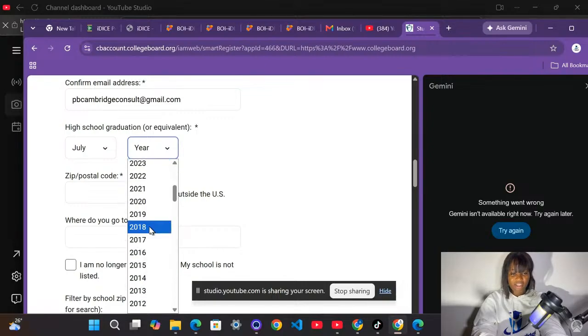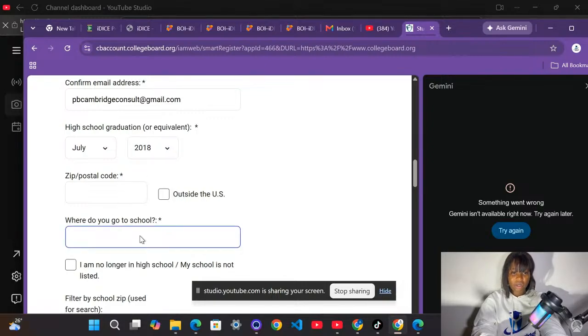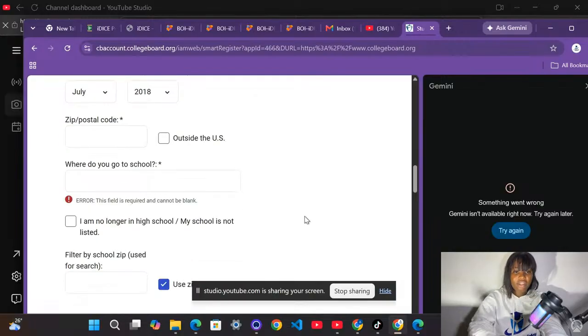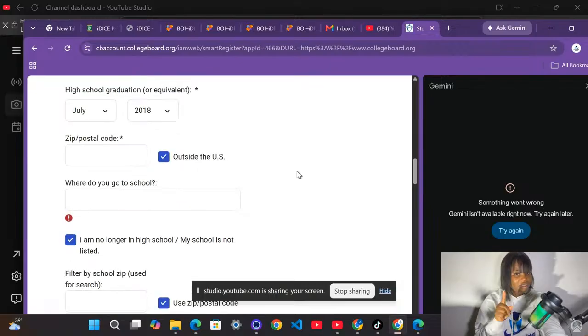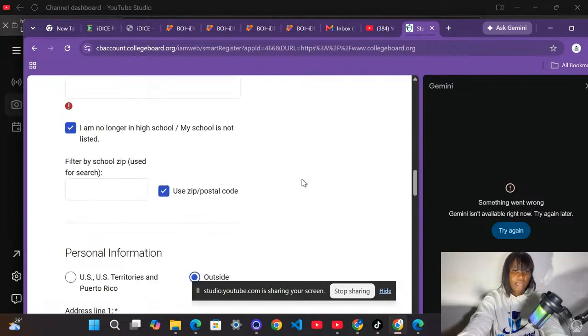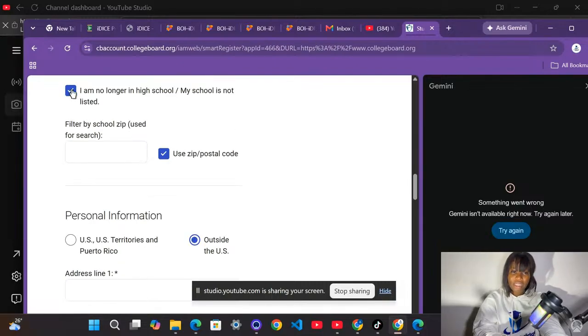Then, where do you go to school? If you don't choose your graduation year, say I'm no longer in high school, my school is not listed. And then once you choose this, you're going to choose outside the US. Your zip code is outside the US if you're not a resident of the US. If you're not a resident of the US, please kindly choose outside the US as an international student in another country. And if you have graduated from secondary school, please kindly click I am no longer in high school. My school is not listed.